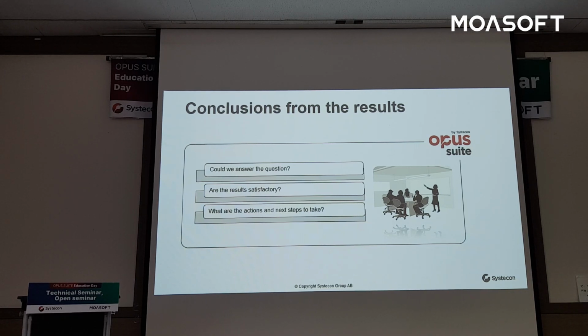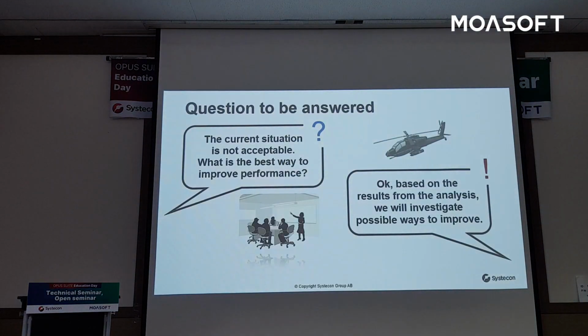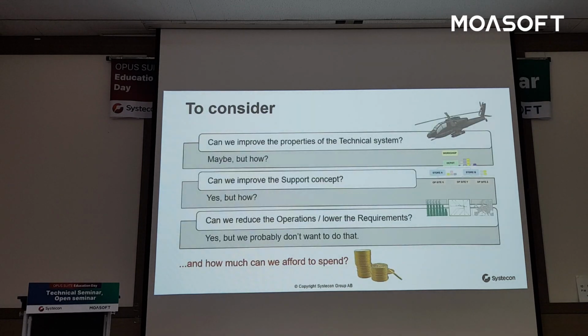So what are next actions, next steps? Well, I think we're going to look at some more details and to see how we actually can improve here. So then the question is, let's assume that this situation that we just analyzed is not acceptable. Then, what are the best ways to improve the performance of the systems? Well, based on the results from the analysis that we did, we can investigate possible ways to improve. So what can we improve then?